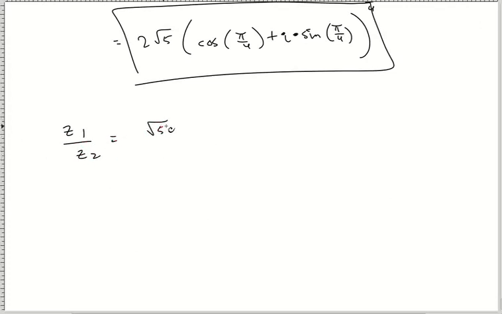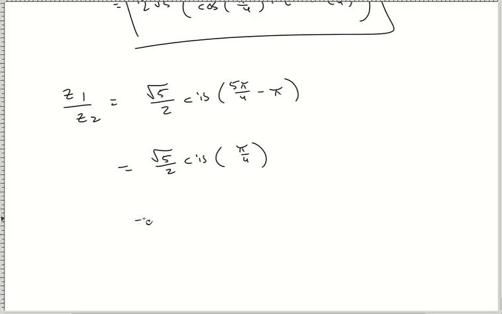To divide them, I got the square root 5 over the 2. Again, CIS of my first one, 5 pi over 4, and then minus the pi. And we're done. But again, not really. So I need to simplify this a little bit here. 5 pi over 4 minus the 1, which is 4 pi over 4, so just pi over 4 again. Kind of funny that we got back to the same guy. And to go the long route, again, would be this guy here.